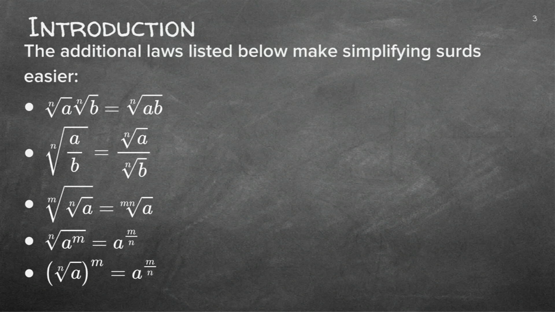The first rule says, if you have the nth root of a multiplying by the nth root of b, you can simply say that is the nth root of a times b. If I explain this in normal terminology, if I have the square root of 4 multiplying the square root of 2, this simply means I can take one square root and say this is 4 times 2, and I just get the square root of 8.